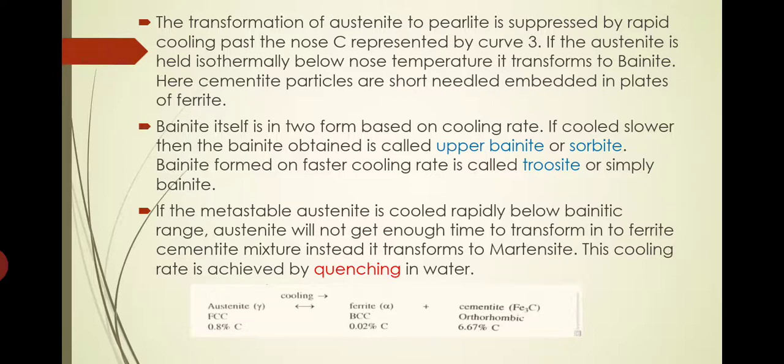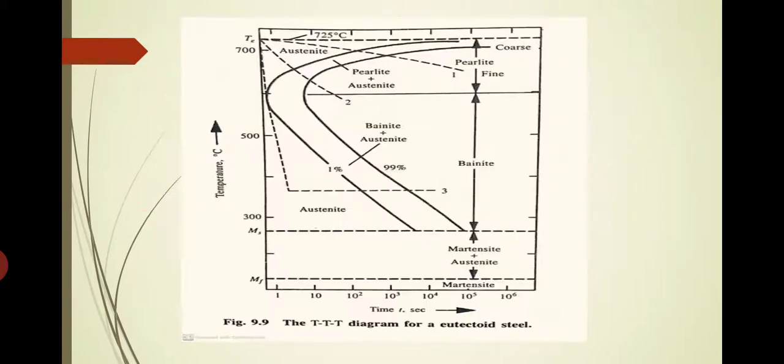Both are finally obtaining martensite. Okay, here you can see that transformation. Austenite gamma structure, we will call it FCC structure, 0.8% carbon. On cooling, it transforms into ferrite alpha, which is BCC, 0.02% carbon, plus cementite Fe3C. That is the chemical formula for cementite, Fe3C, orthorhombic in structure, 6.67% carbon. So these two combined, ferrite plus cementite, is simply known as pearlite.